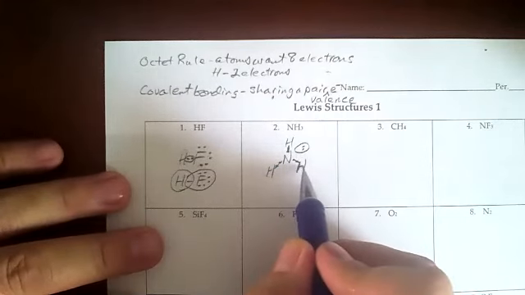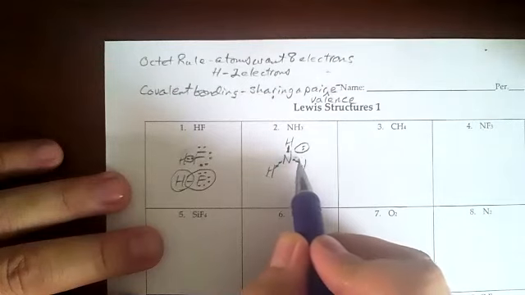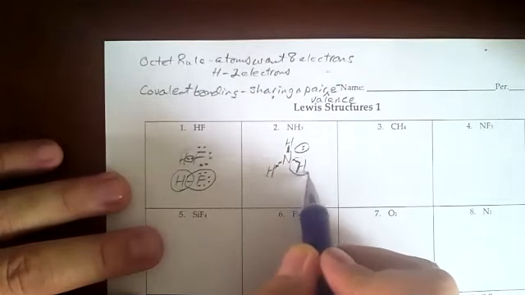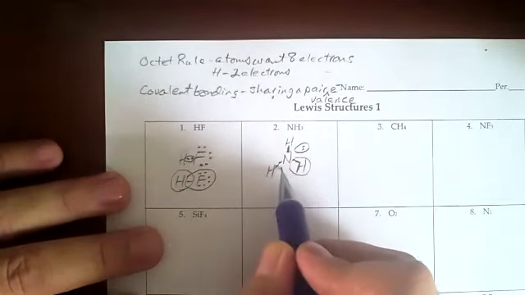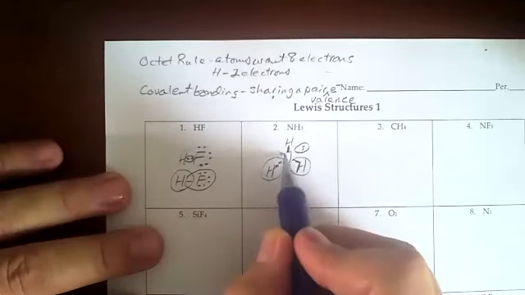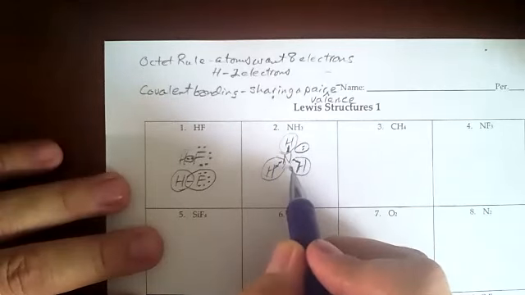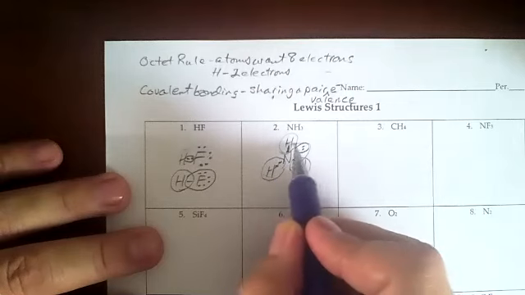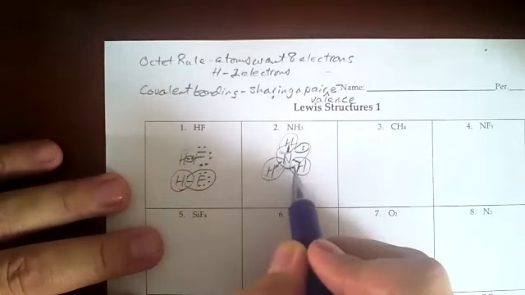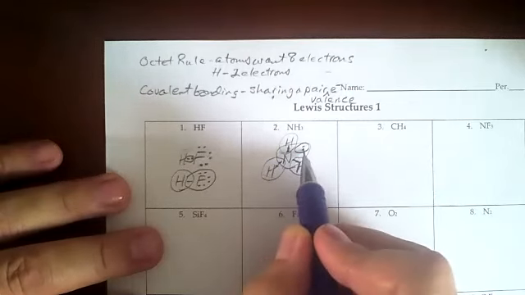So how many does this hydrogen have? It views the bond as it's mine. I have 2. And this one says I have 2. And this one says I have 2. But the nitrogen says I have the bonds and my unshared pairs. So I have 2, 4, 6, 8.